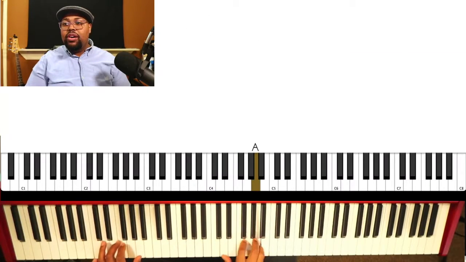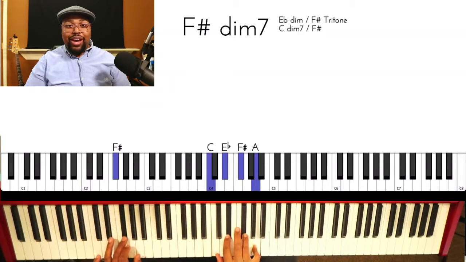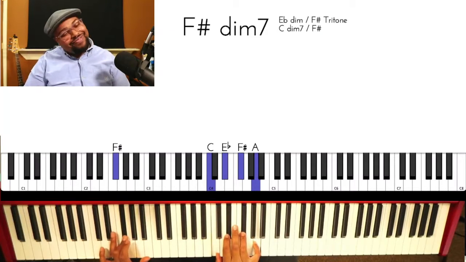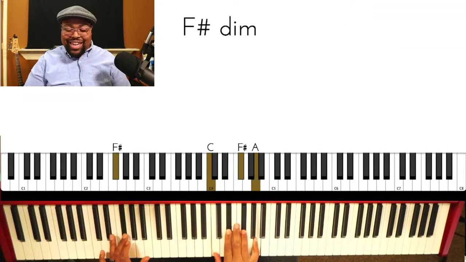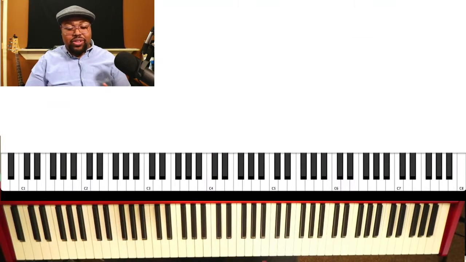Then we got "yes, Lord." Okay. That's important. All right. You need that diminished chord. All right. We got the C, the E flat, G flat, and A. G flat and F sharp are the same note. They're enharmonic, so they have two different names. So whether you say G flat or F sharp, it's the same note. Okay?